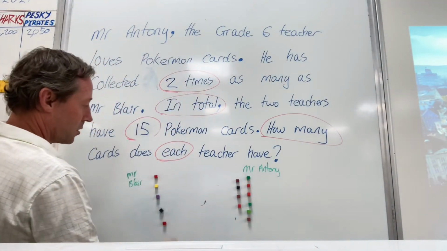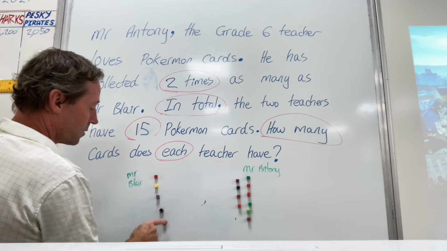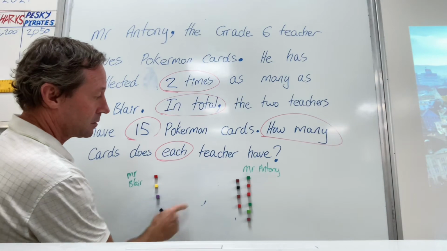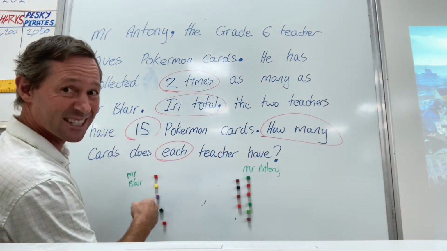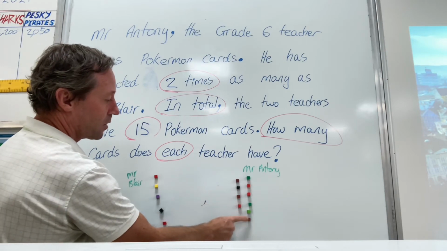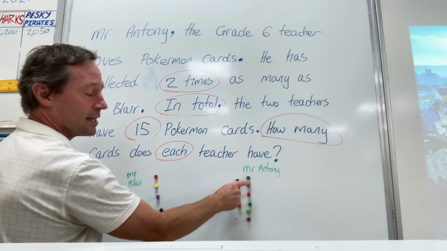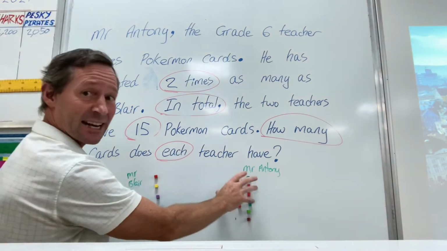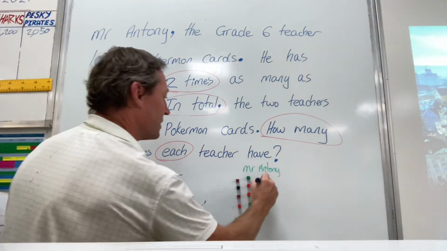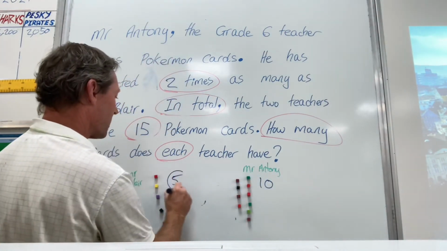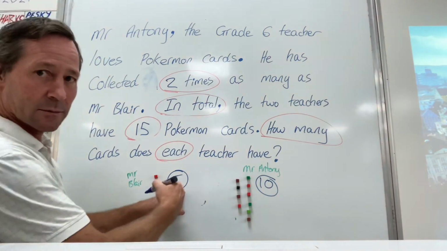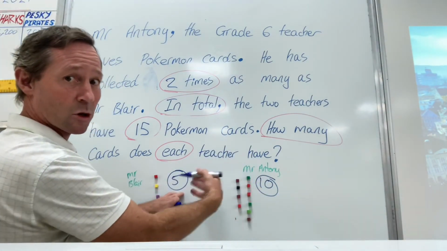Let's double check. I have 1, 2, 3, 4, 5. 5 times 2 is 10. 1, 2, 3, 4, 5, 6, 7, 8, 9, 10. 5 plus 10 is 15. He has 10, I have 5. He has twice as many as me, 2 times as many.